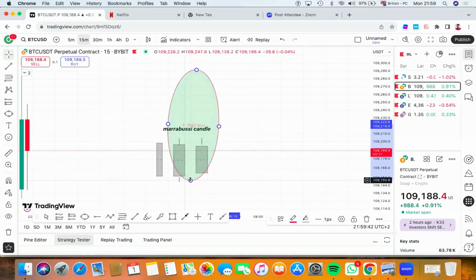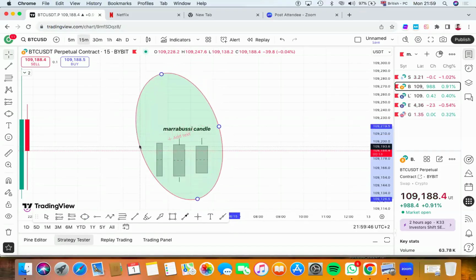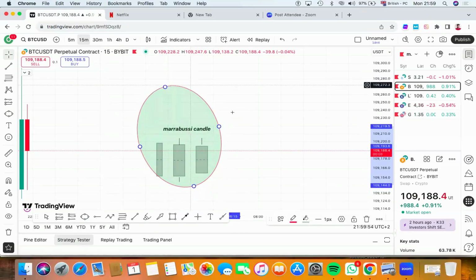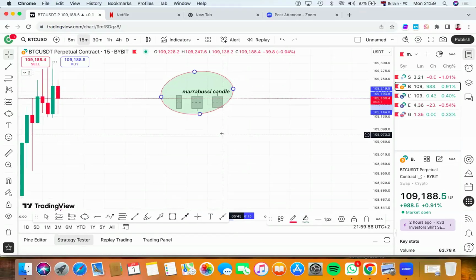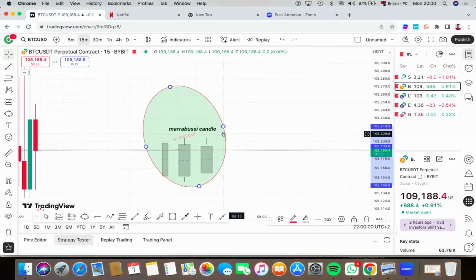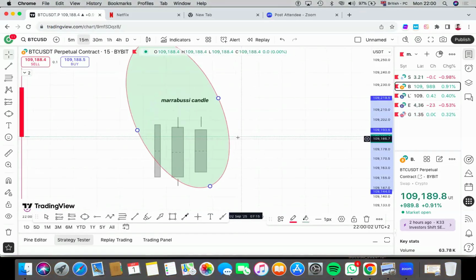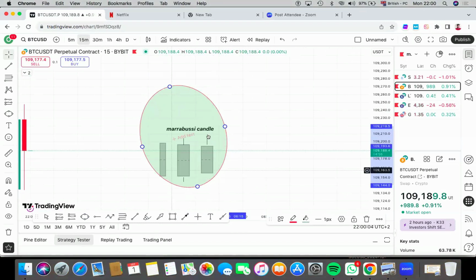Those are the three examples of the Marabozu candles. So now, if you want to spot your FVG, someone is raising their hand. Leader, please, this Marabozu candle, can you show us on a live chart? Yeah, of course, I will do that, definitely. So now, these are your three Marabozu candles.